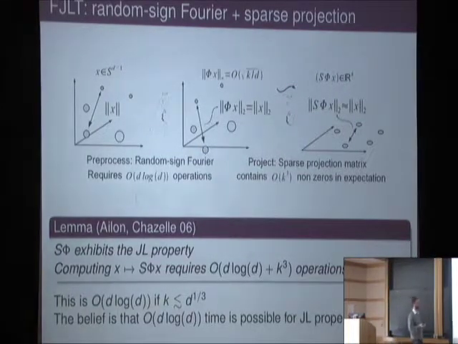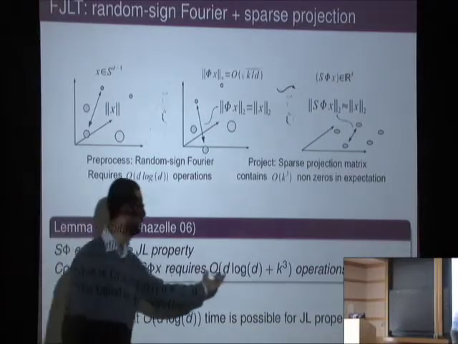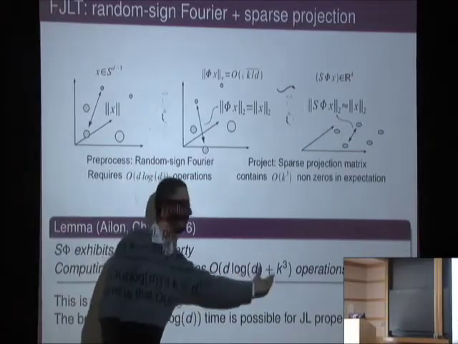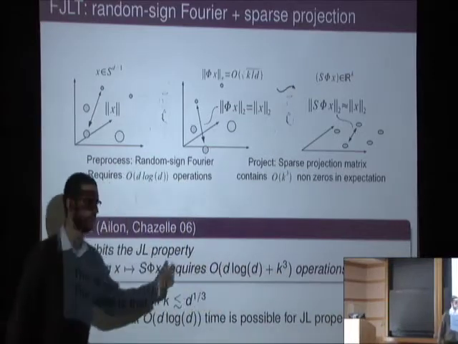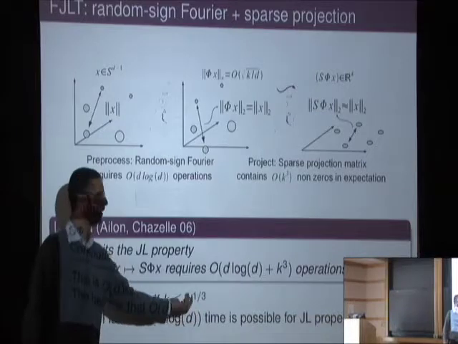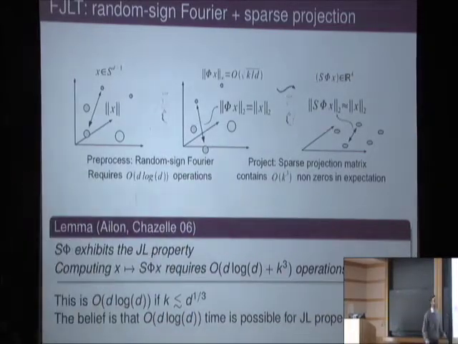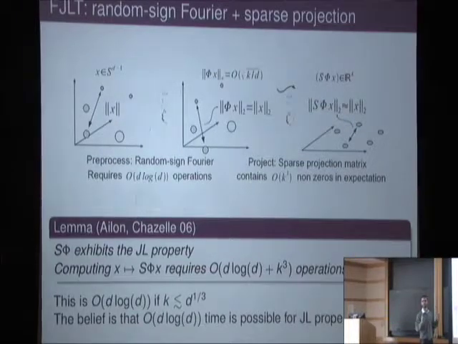Which was a breakthrough because this is the first asymptotically faster construction of a JL mapping. But in a sense, there's a drawback because it's only fast. It's only O of d log d if d log d is bigger than k cubed. Right? So if k is smaller than d to the third, then this is governed by k cubed, and your mapping is not fast.